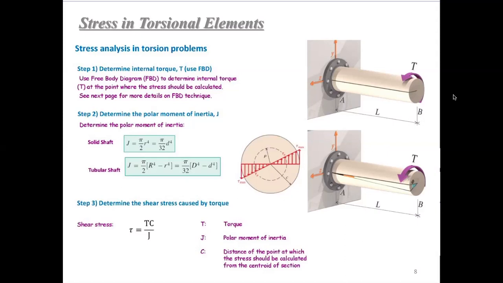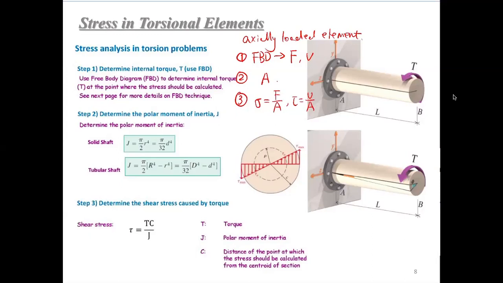In chapter 3, in axially loaded elements, our three steps, let's review that. The first step, free body diagram to determine internal force F, right? The second step to determine A. Here the first step can be F or V, right? And the third step will be just normal stress equals F over A, or shear stress equals V over A. These are the three steps. If we're talking about shear, it's just general stress analysis problems. We follow these three steps.